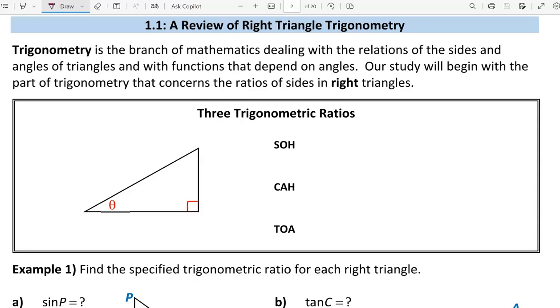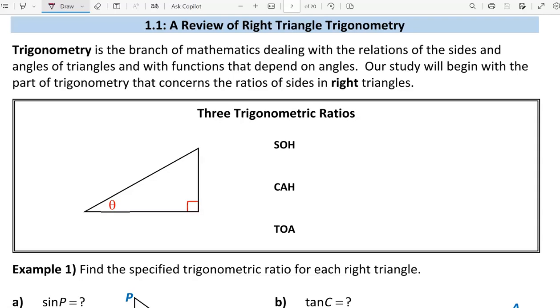We're going to start our year with a review of right triangle trigonometry. Trigonometry is a branch of mathematics that deals with the relations of sides and angles and functions that depend upon angles. Our study is going to begin with trigonometry that concerns right triangles. And you'll remember this from geometry.